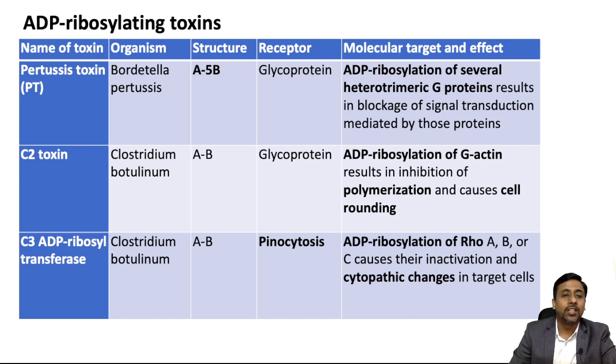Now the other three toxins which have got similar mechanism of action, that is ADP ribosylation, are Bordetella pertussis toxin and the toxins produced by Clostridium botulinum, that is C2 and C3 toxins. Okay. So this pertussis toxin, the structure is similar to that of cholera toxin and heat labile toxin, that is it has got one A and 5 B subunits, but the receptor is glycoprotein.